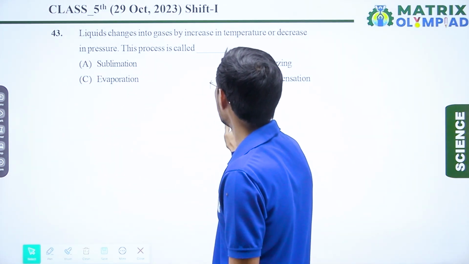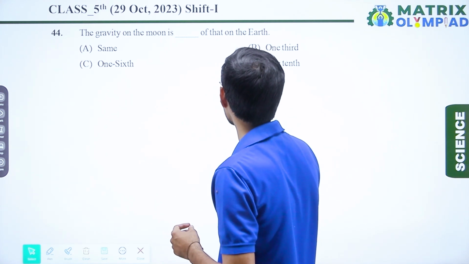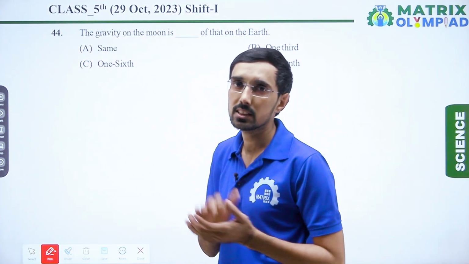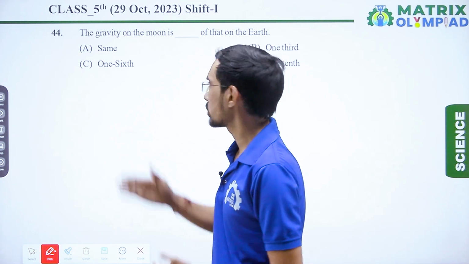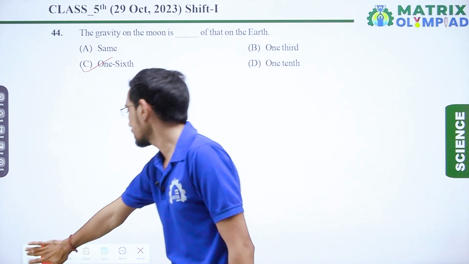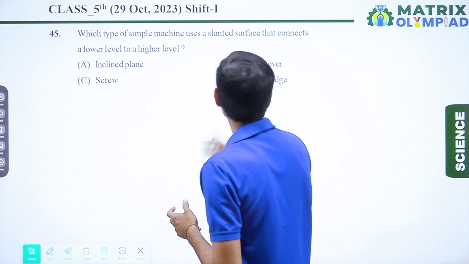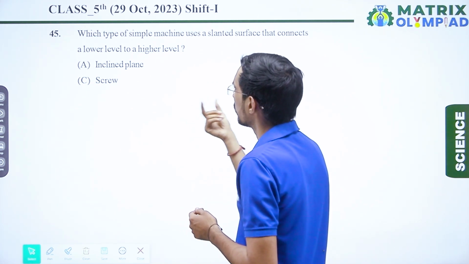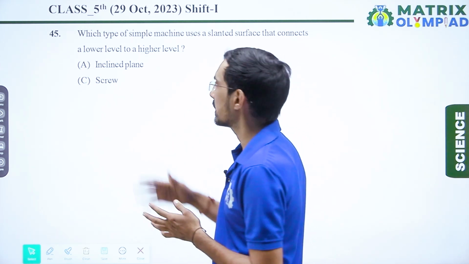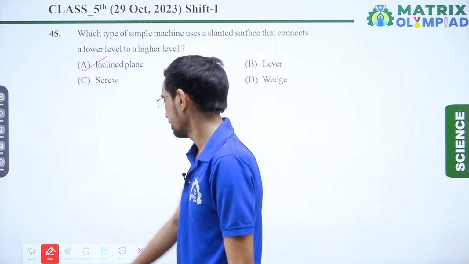Next question is, the gravity on the moon is dash of that on the earth. How many times is the difference between the gravity on the earth as well as the moon? It is 1/6. So our correct option is option C. Next question is, which type of simple machine uses a slanted surface that connects a lower level to a higher level? These kinds of machines are known as inclined plane. So our correct option will be option A.